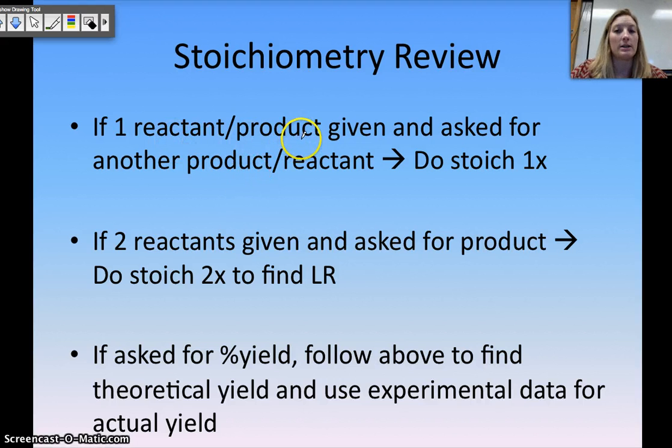So if we think back to what we've gone over so far with stoichiometry, we have done just one reactant or one product and then taken it to another product or reactant. Remember, you only have to do stoichiometry once if you're only given one. If you're given two reactants and asked for a product, you have to do stoichiometry twice to find the limiting reactant, and the lowest amount of product that you can make is the one that's limiting you. And if you're asked for your percent yield, remember that it's your actual over your theoretical times 100, and your actual comes from an experiment, theoretical comes from stoichiometry. So we are still going to be using these steps, but we're going to be adding something to it here.